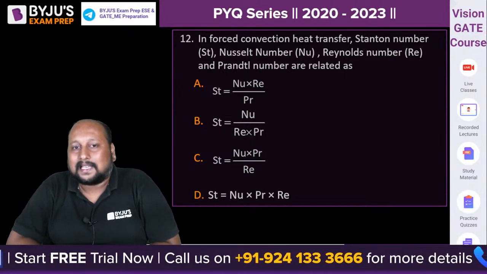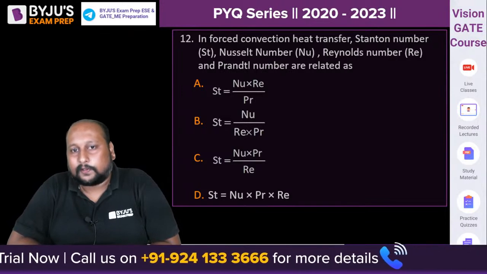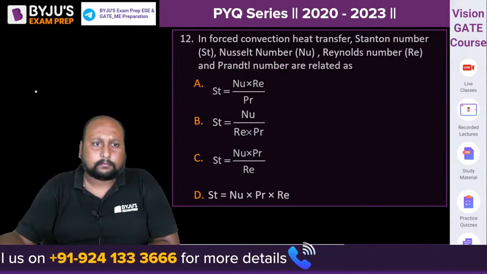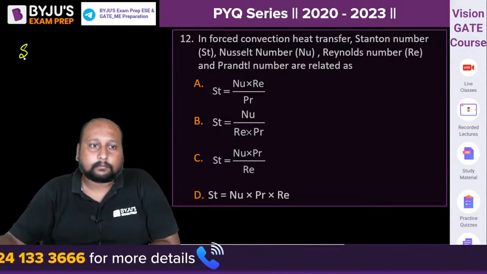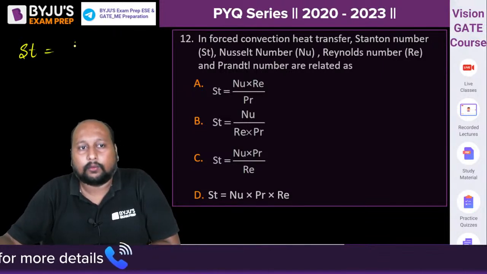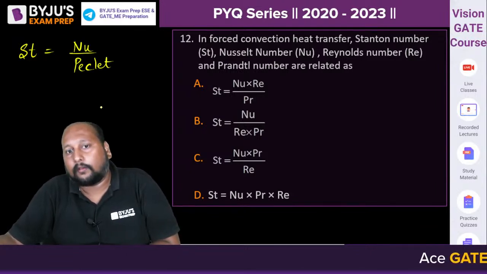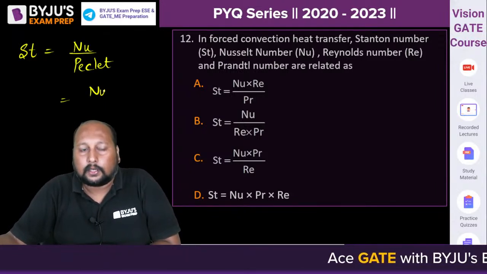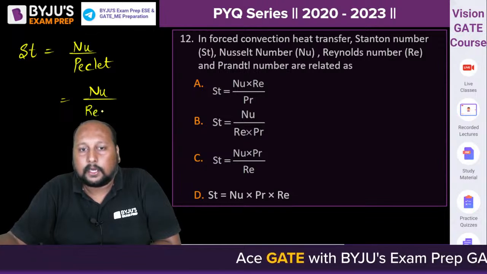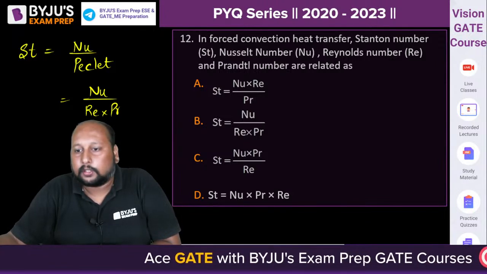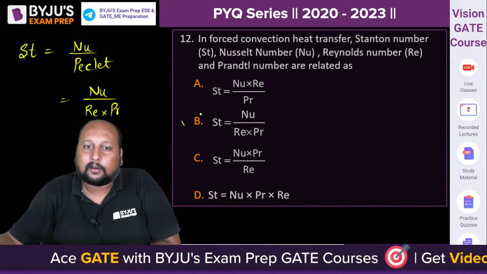Which of the following is the correct formulation of Stanton number? Stanton number is equal to Nusselt by Peclet number, and what is Peclet? That is the product of Reynolds into Prandtl. So this is Nusselt number by Reynolds into Prandtl. That is option number C. How are you doing this? Option B.